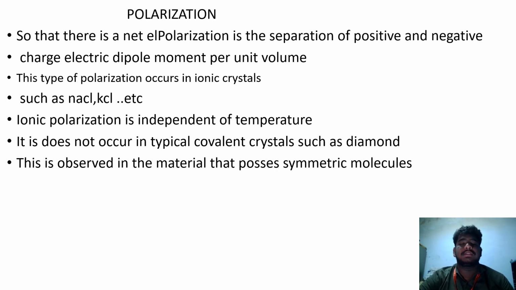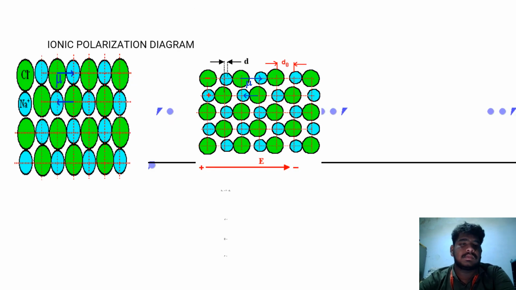Ionic polarization is independent of temperature. It does not occur in typical covalent crystals such as diamond. This is observed in materials that possess crystalline molecules. This is the diagram of ionic polarization.